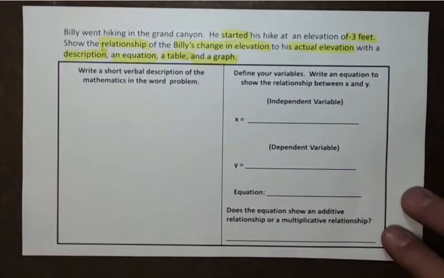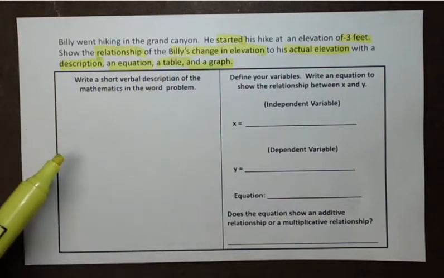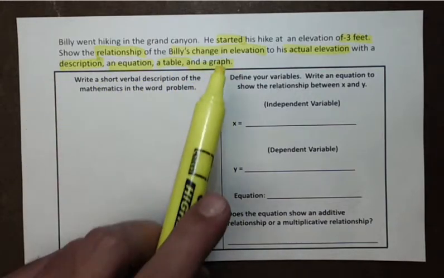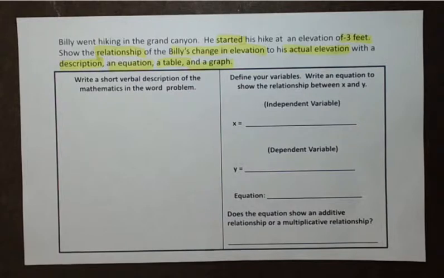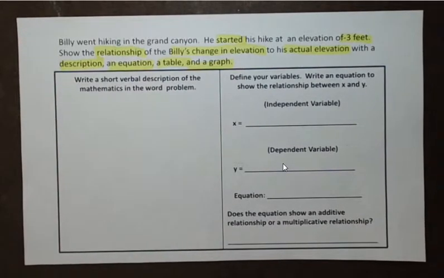I'm going to work just in this order right here, but you could be given a table and be asked to find a graph, or a graph and be asked to find an equation. So you need to be able to see this from all different angles. So we're going to start by writing a short verbal description here.